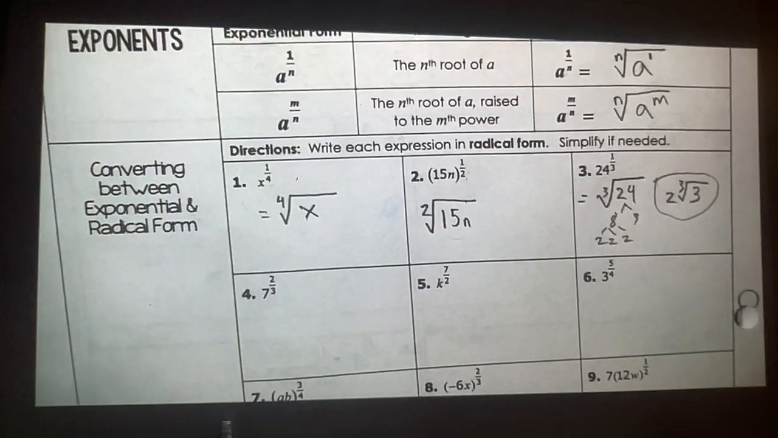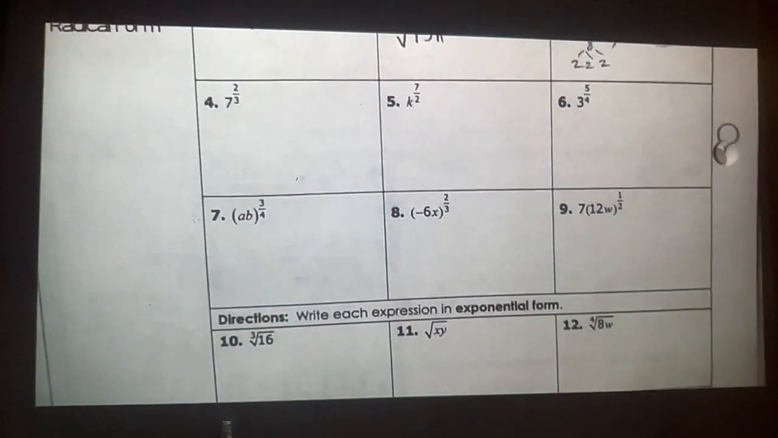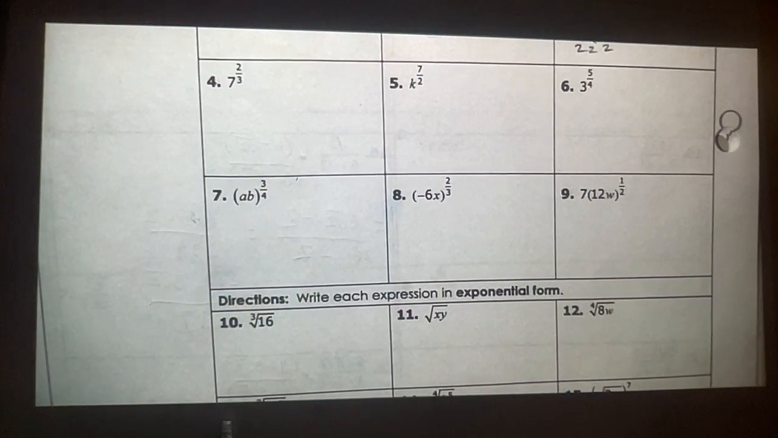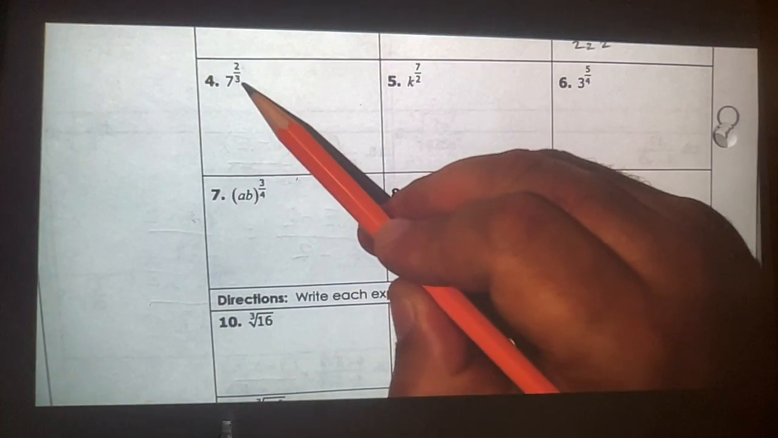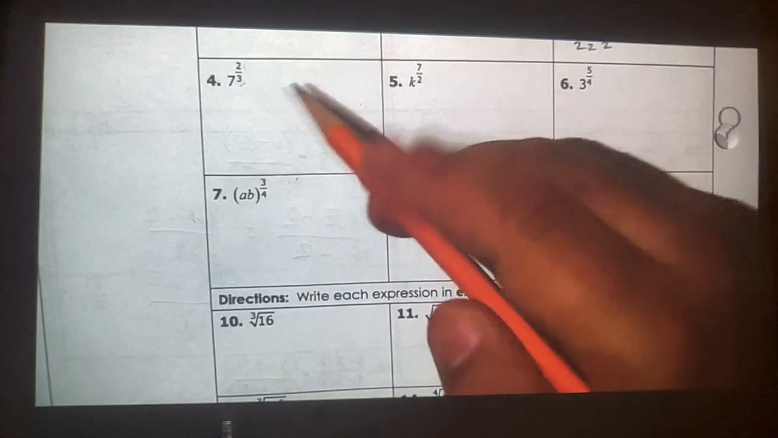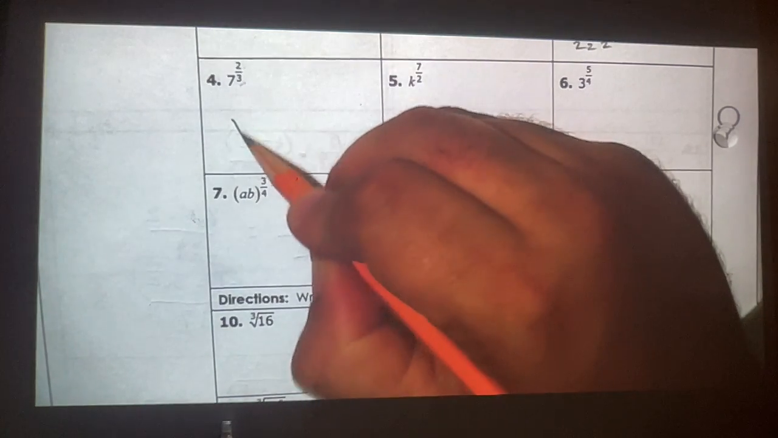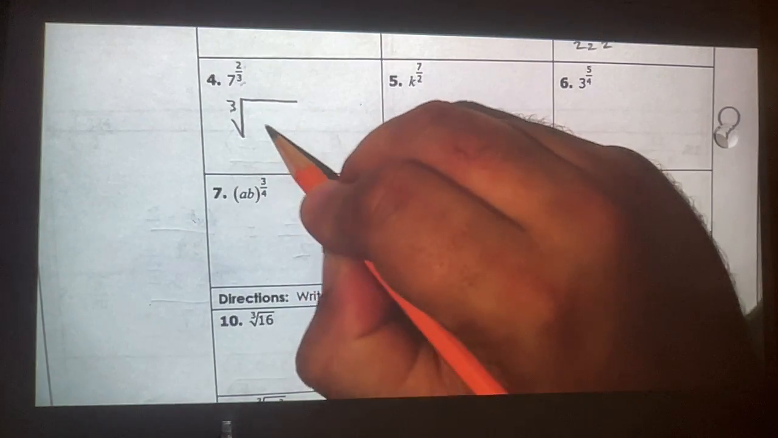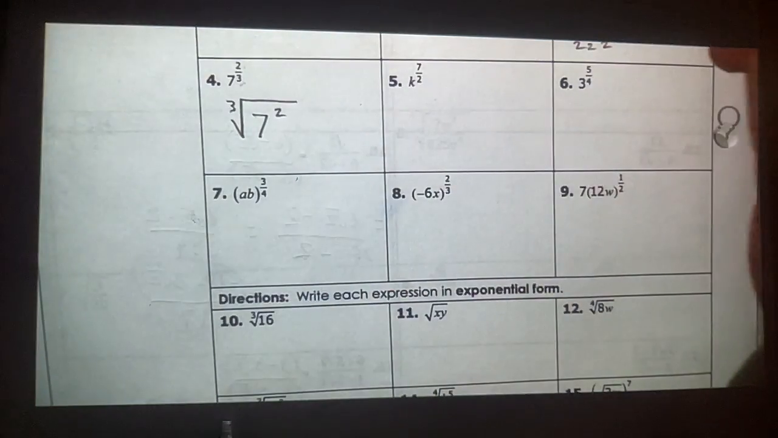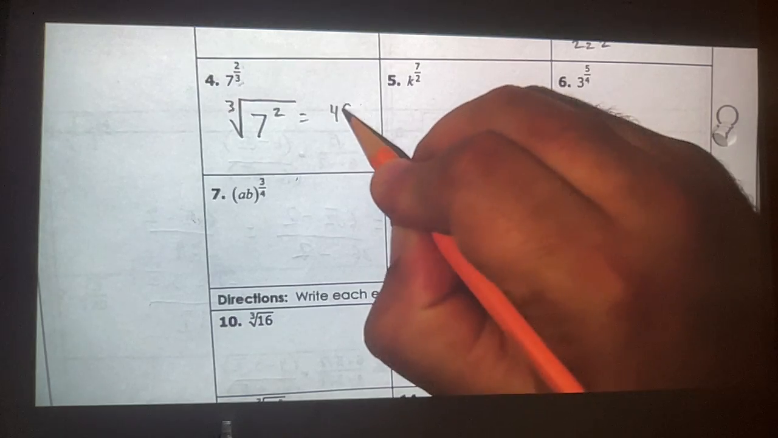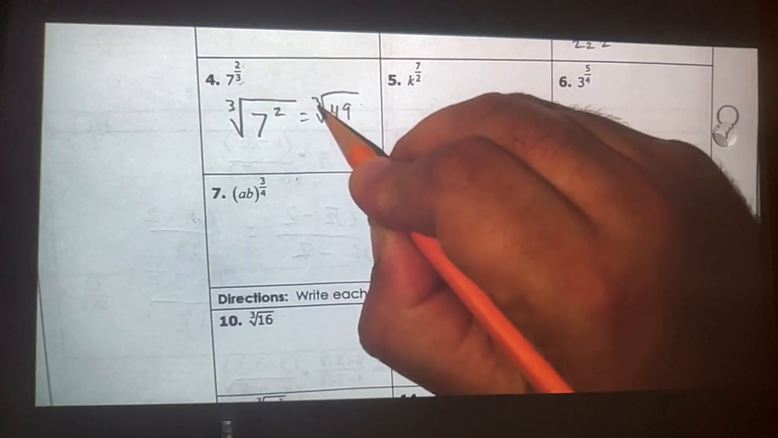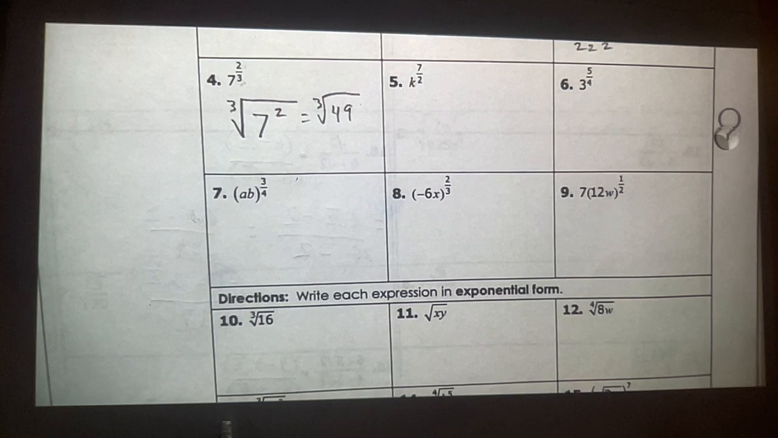All right, number 4, let's check out some more of these. Whiz through them, okay? Number 4 says 7 to the 2/3 power. So again, my m is the 2, my n is the 3. The n goes in the index. So I'm really looking for the cube root of 7 squared. 7 squared is actually 49. So I'm looking for the cube root of 49, and that doesn't break down any further. There's no perfect cube for 49.